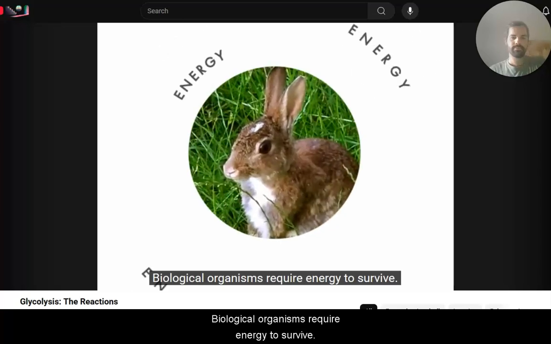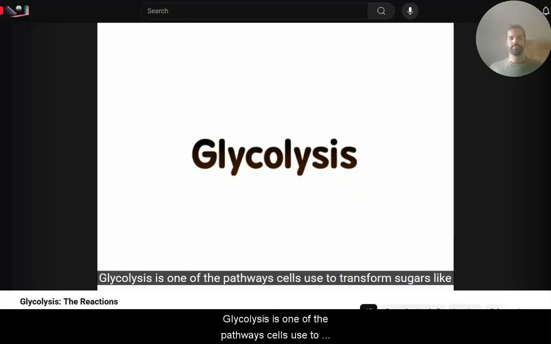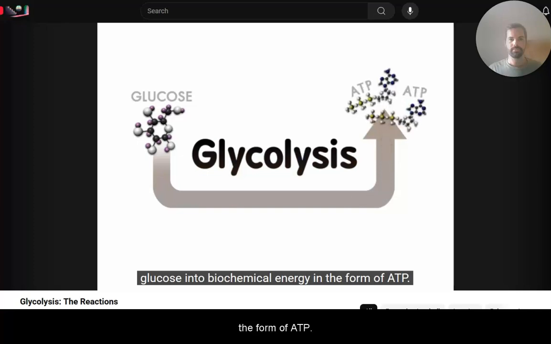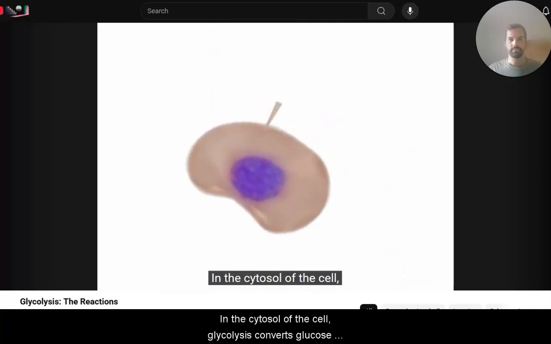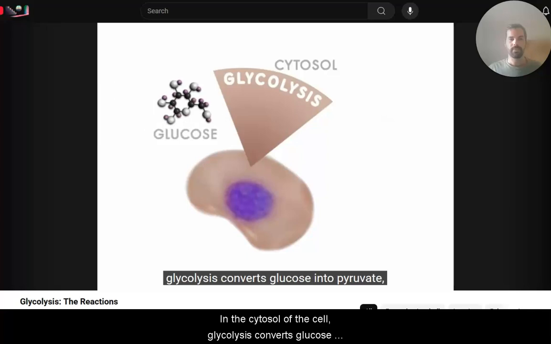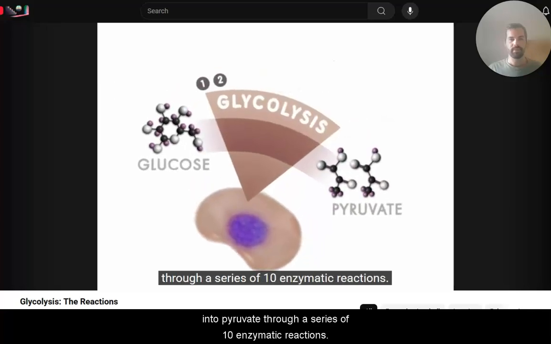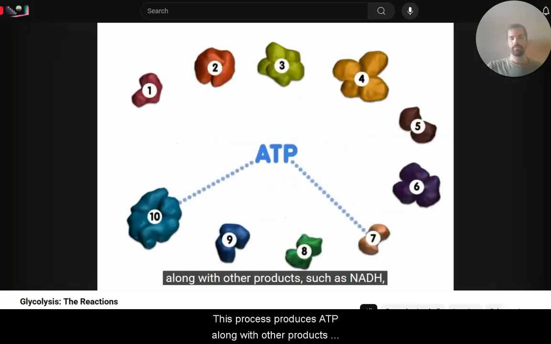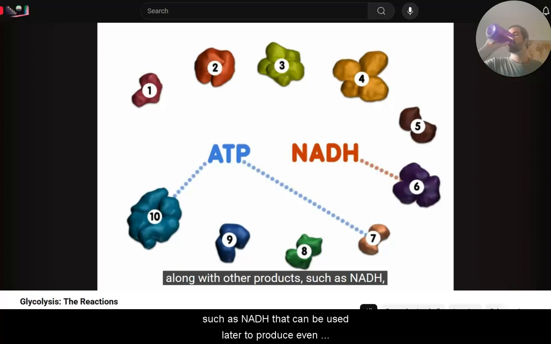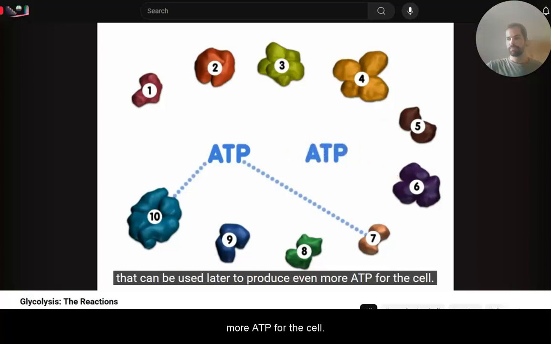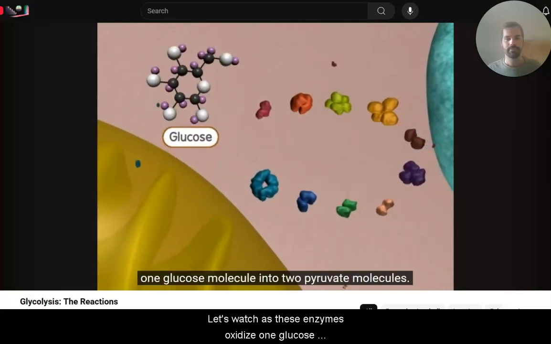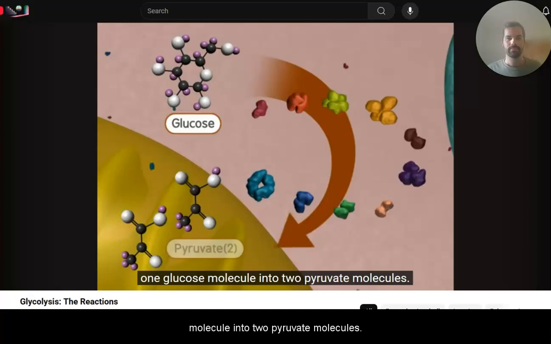Biological organisms require energy to survive. Glycolysis is one of the pathways cells use to transform sugars like glucose into biochemical energy in the form of ATP. In the cytosol of the cell, glycolysis converts glucose into pyruvate through a series of 10 enzymatic reactions. This process produces ATP, along with other products such as NADH, that can be used later to produce even more ATP for the cell. Let's watch as these enzymes oxidize one glucose molecule into 2 pyruvate molecules.